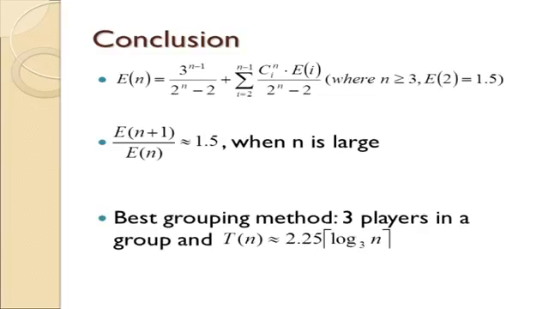All in all, there are total 3 main findings. The first one is the general equation of En, and the second one is the ratio of En plus 1 to En, and we find that it will tend to 1.5. And the last one is the best grouping method, which is grouping by 3, and the general equation of Tn.